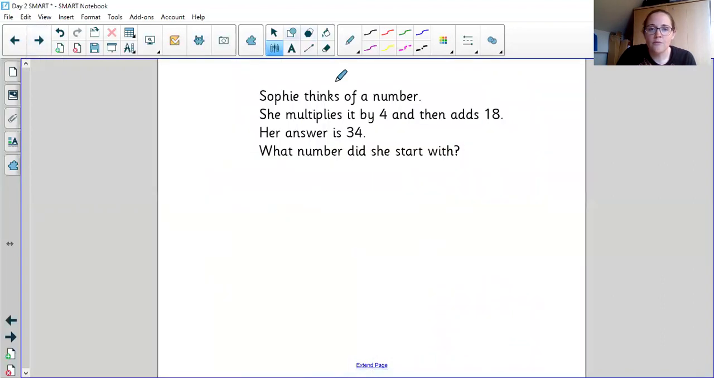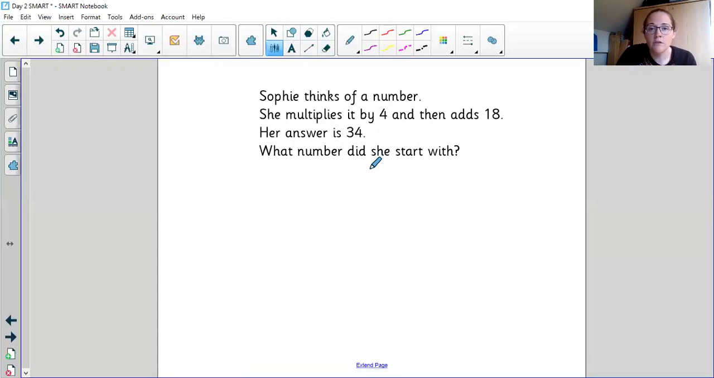Okay, good. Right, we're continuing with inverse. Today, I've just got 2 types of question for you. I'm going to talk you through both the types of question, and then you're going to have a go at them yourself as well. So this one says, Sophie thinks of a number. So she's got a number in her head, but we don't know what the number is. She multiplies it by 4 and then adds 18, and her answer is 34. What number did she start with?